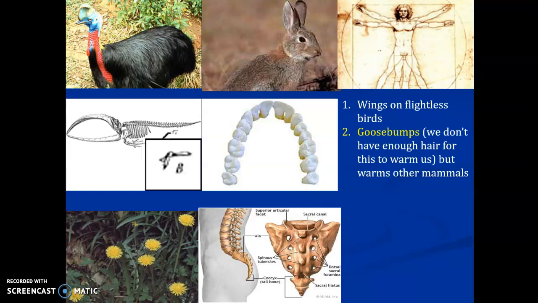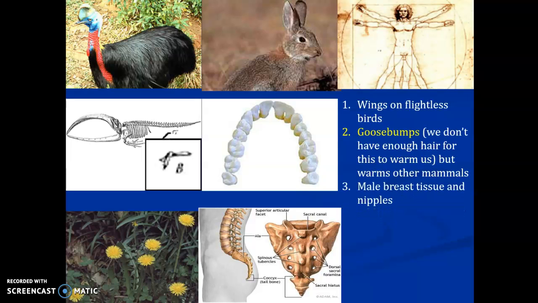Another one is goosebumps for us. Now, this is very useful for other mammals. Basically what happens is when you get cold, obviously your hair kind of stands on end and it helps warm the body. Now for us, back in the day, Homo sapiens had a lot of hair, but now we don't. So it doesn't really help us as much.